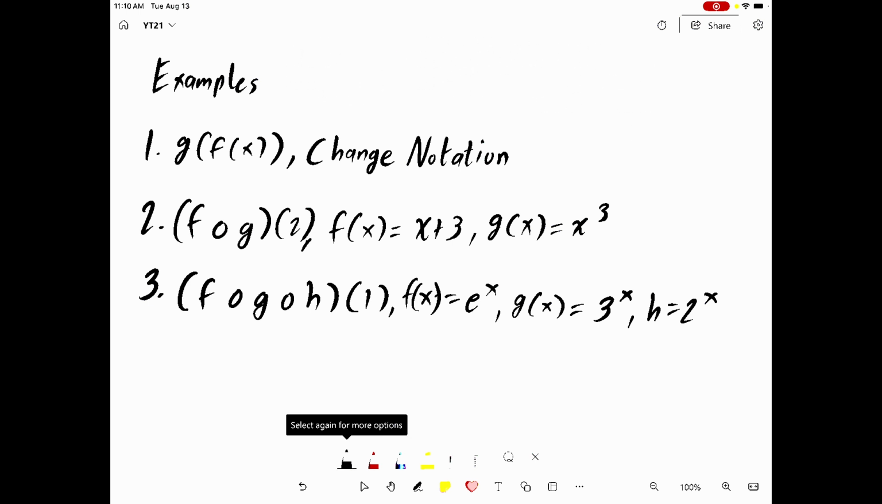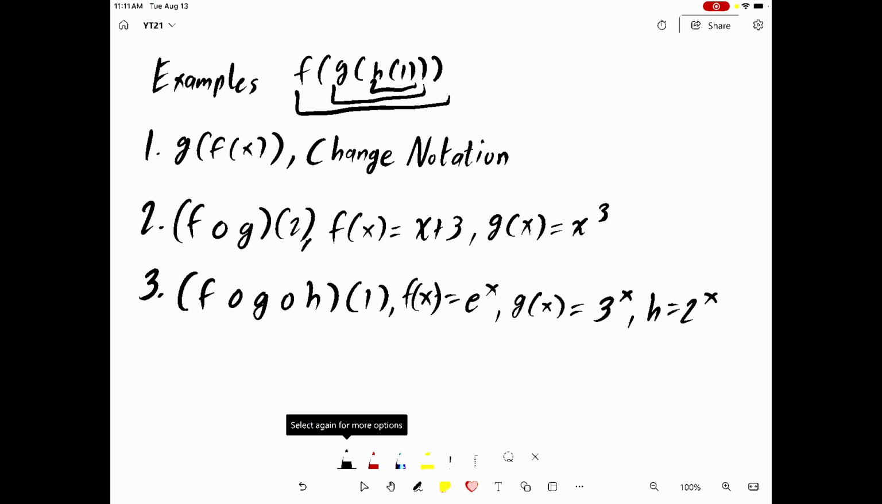For our third and final question, it's the same thing, except we just have one more function. So we have to do f of g of h of 1. What we gotta do is start with h of 1, then go outwards and outwards again. So a general rule of thumb, as we can see here, is start from the inside and go outwards when we're evaluating this type of function.